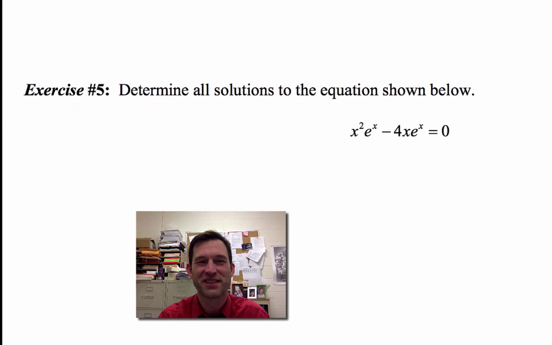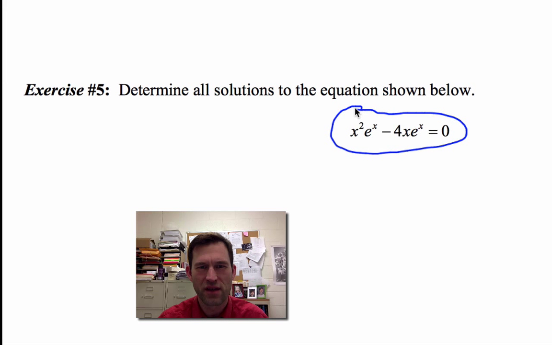Let's take a look at exercise number 5. Again, grab bag of a problem. Exercise 5 asks us to determine all the solutions to a rather ugly looking equation, x squared e to the x minus 4x e to the x. What I'd like you to do is pause the video for a moment and try to solve this equation. All right, I'm going to let you pause the video now.